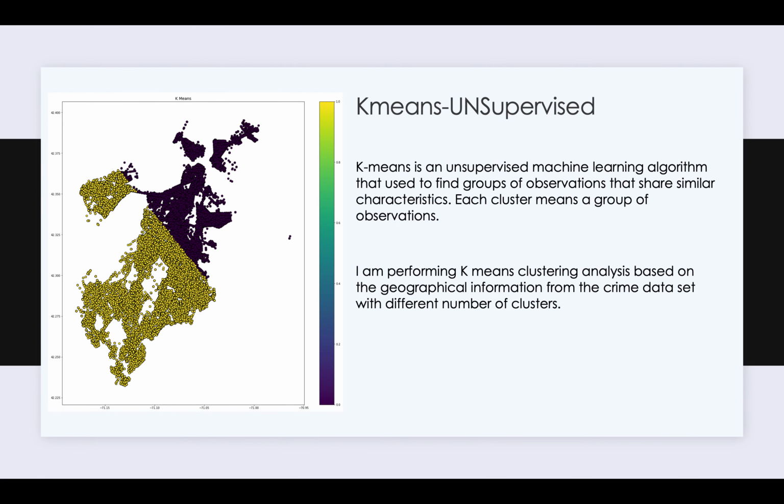So lastly, I did a k-means cluster analysis. K-means cluster analysis is an unsupervised machine learning algorithm used to find groups of observations that share similar characteristics. Each cluster means a group of observations. On the left-hand side, you can see I started by setting k equal to 2. K here means the number of clusters, so I cluster all my records into two separate parts, represented using different colors, yellow and purple here.